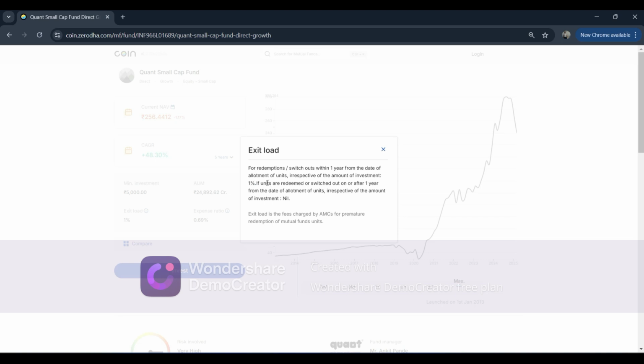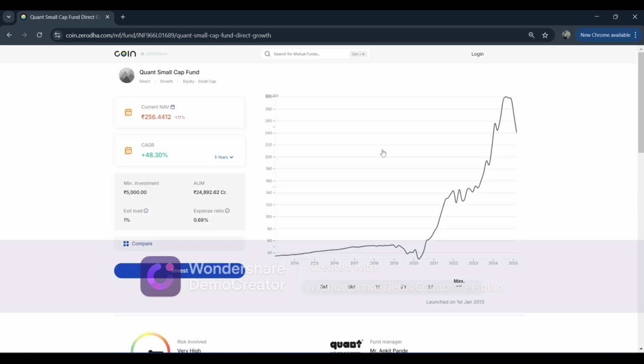Okay. So if you see, if the units are redeemed or switched out on and after 1 year from the date of allotment of units, irrespective of the amount, if the days are more than 365 days, you will not be charged 1%. It will only be charged if your investment period is less than 365 days. If you are withdrawing your money before 1 year, this amount will be charged.